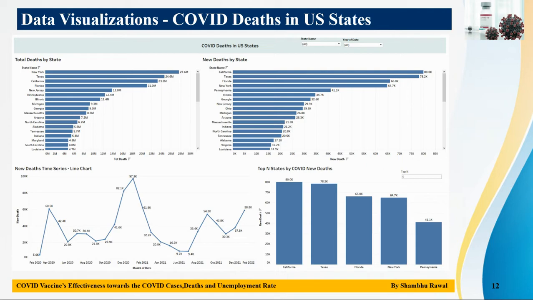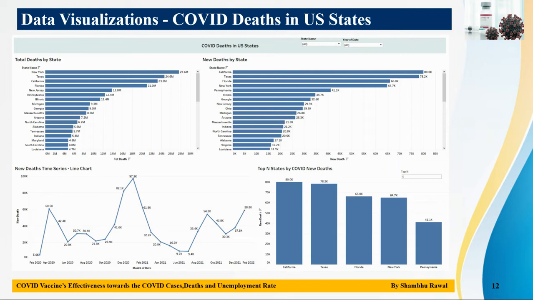27.6 million total people died in New York. 24.6 million people died in Texas, and so on. Wyoming has the lowest deaths, that is 0.1 million. Vermont is the second lowest, and then Alaska is the third lowest state in deaths.